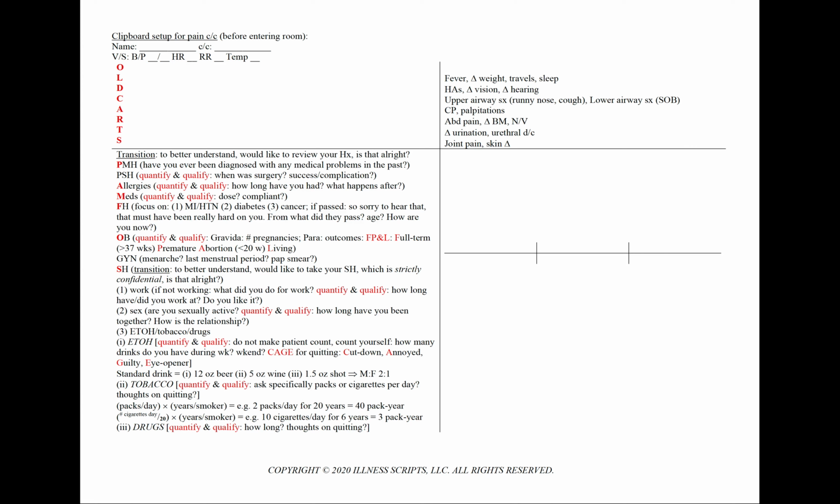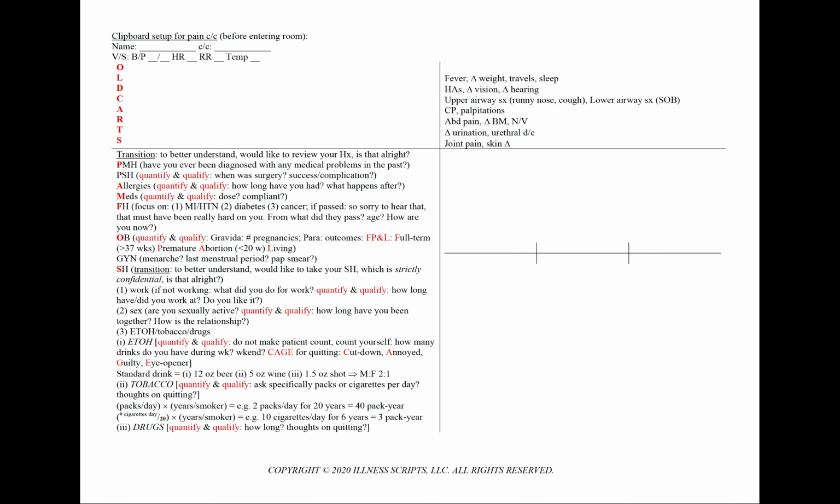For alcohol, we do not want to make the patient count. We want to be able to count ourselves. So we break it down and can ask them, how many drinks are you having during the week, and how many are you having on the weekend? And we can use a CAGE questionnaire to ask them about quitting. Have you ever felt the need to cut down or be annoyed at your drinking or felt guilty, or have the need for an eye opener in the morning? A standard drink is one 12-ounce beer, a 5-ounce wine, or a 1.5-ounce shot. The standard allowance for a male is 2, and the allowance for a female 1.